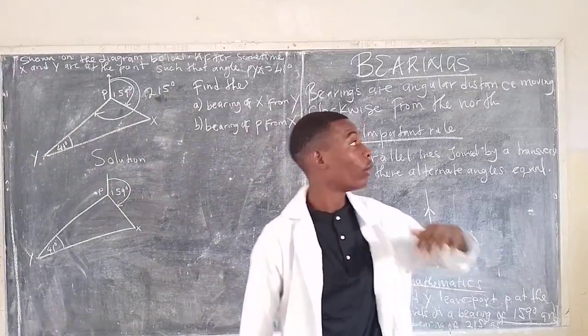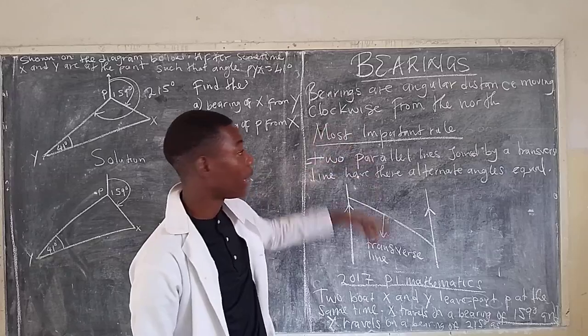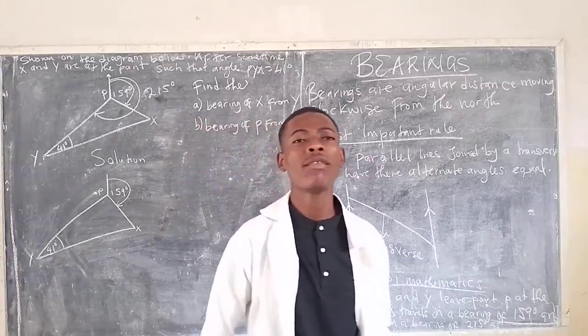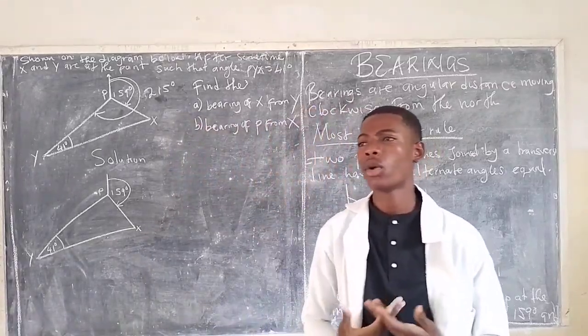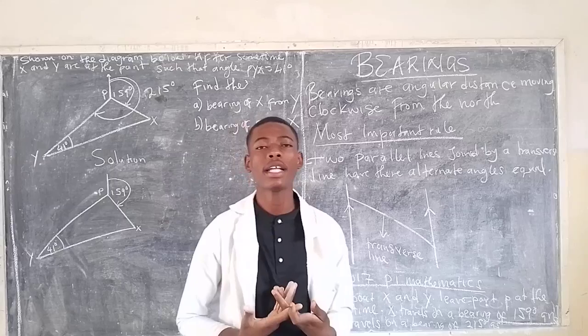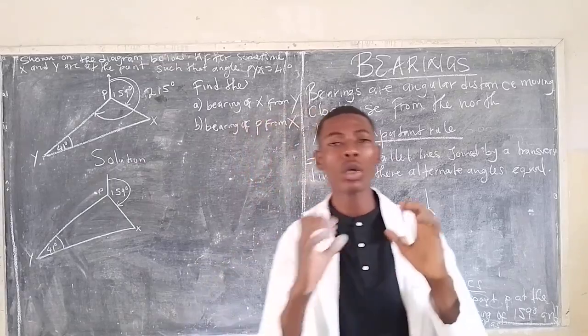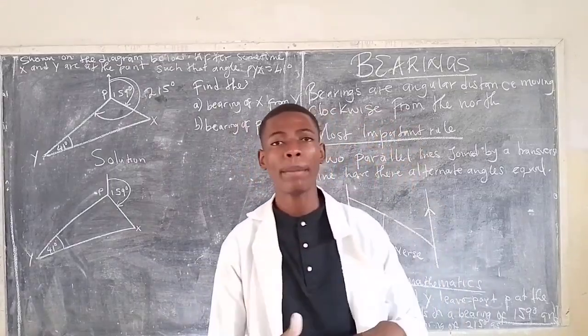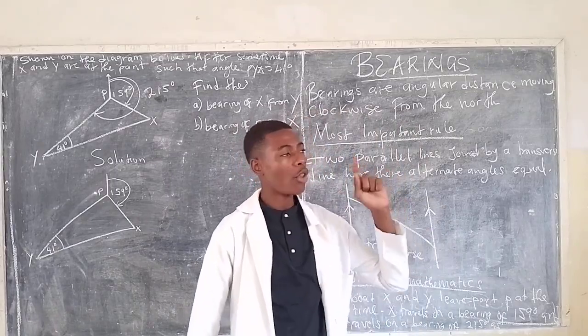So as for today we are looking at a topic coming from bearings. Now before we can even start answering the question, we must know what a bearing is. A bearing is simply defined as angular distance moving clockwise from the North Pole. So a bearing will always move from the North Pole.